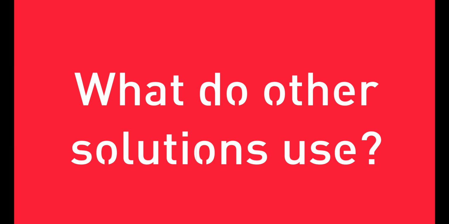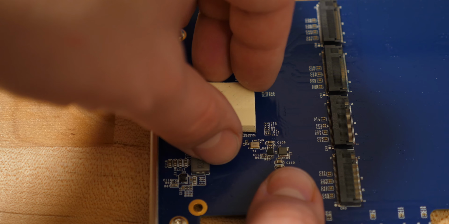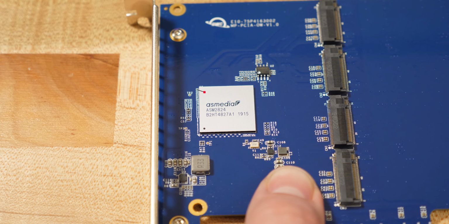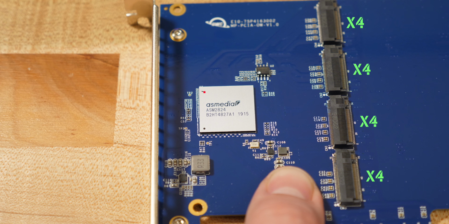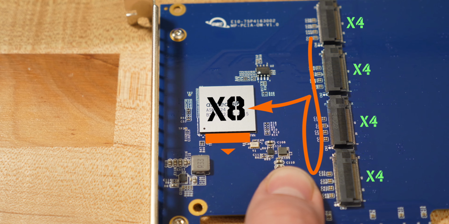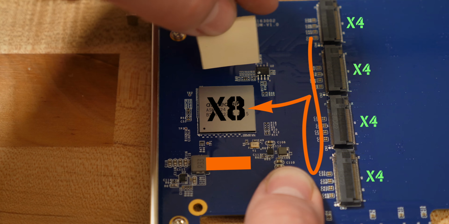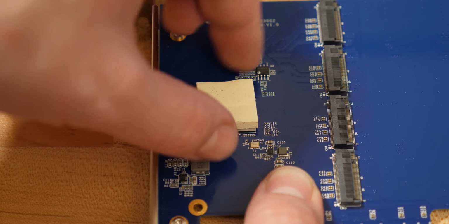For systems that do not support bifurcation, a lot of manufacturers are actually utilizing this ASMedia ASM2824 chip, which is a PCI Express switch. It allows us to connect four 4-lane wide M.2 NVMe drives, or 16 lanes, over just the 8 lanes that this card actually has.